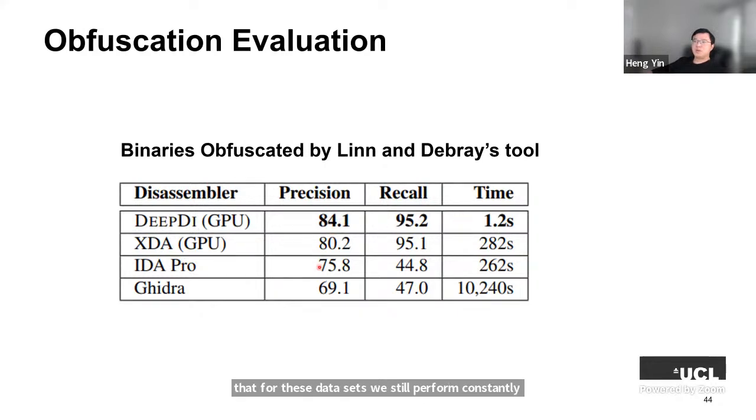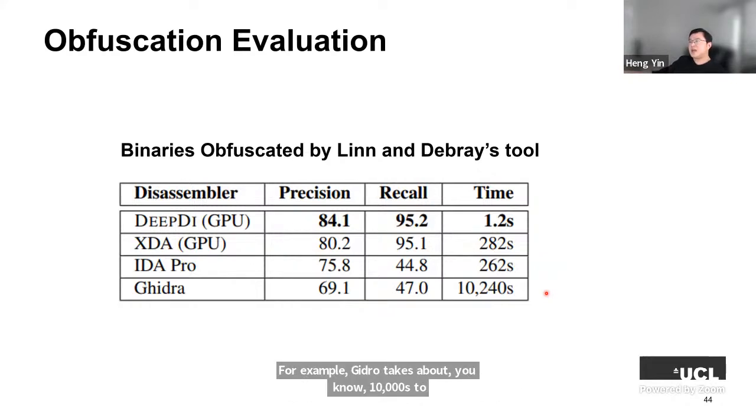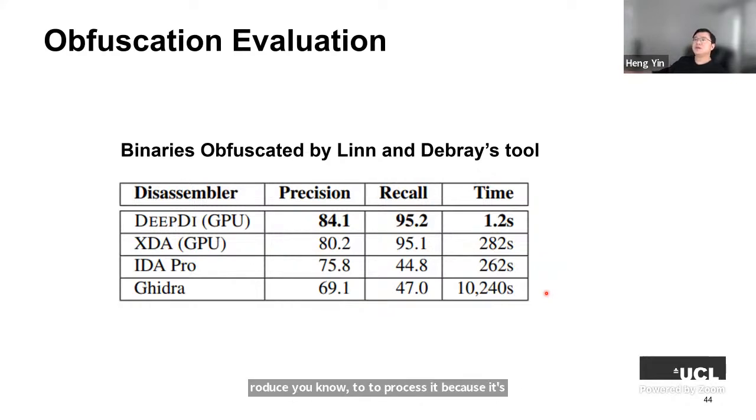and recall. But the other approaches, for instance IDA Pro and Ghidra, you can see the recall and the precision greatly dropped. It also takes much longer to process. For example, Ghidra takes about 10,000 seconds to process it, because it's misled and confused by the obfuscated binary. But in our case, we perform consistently well and very fast.